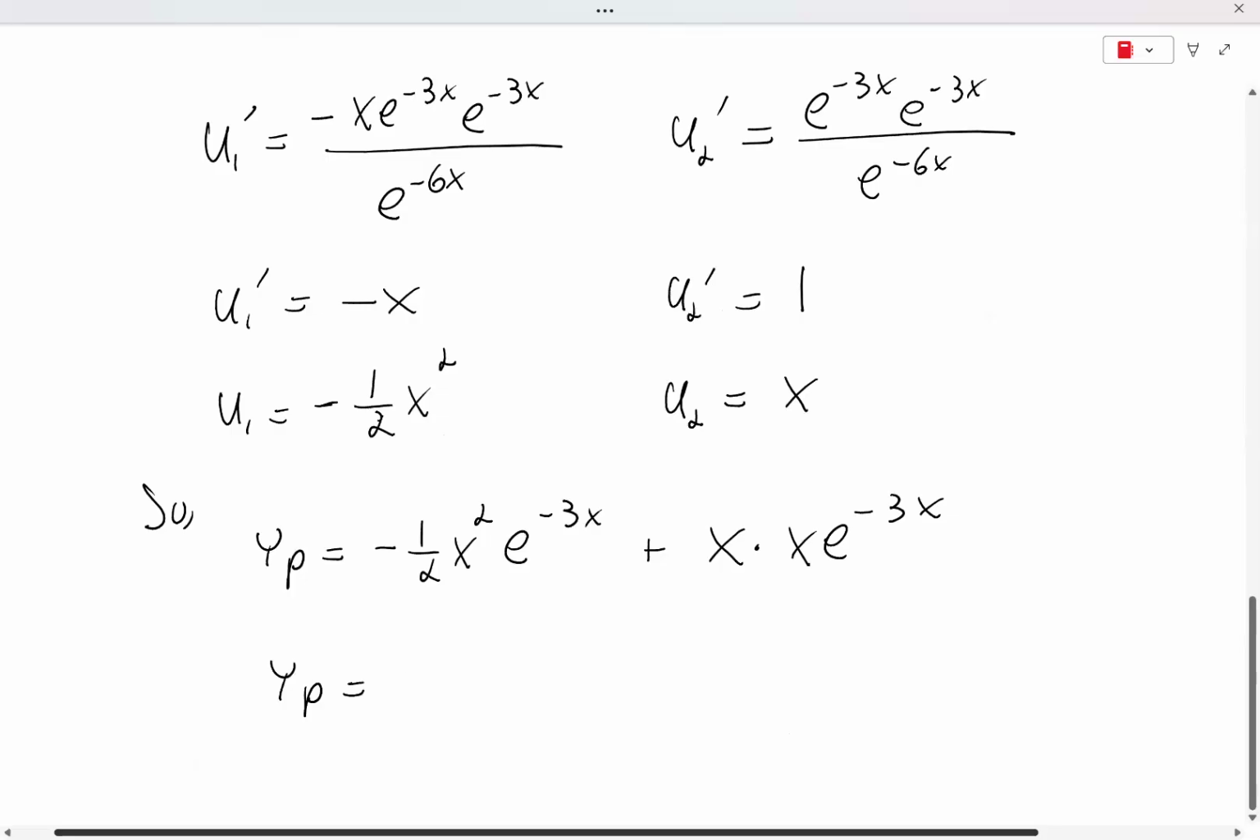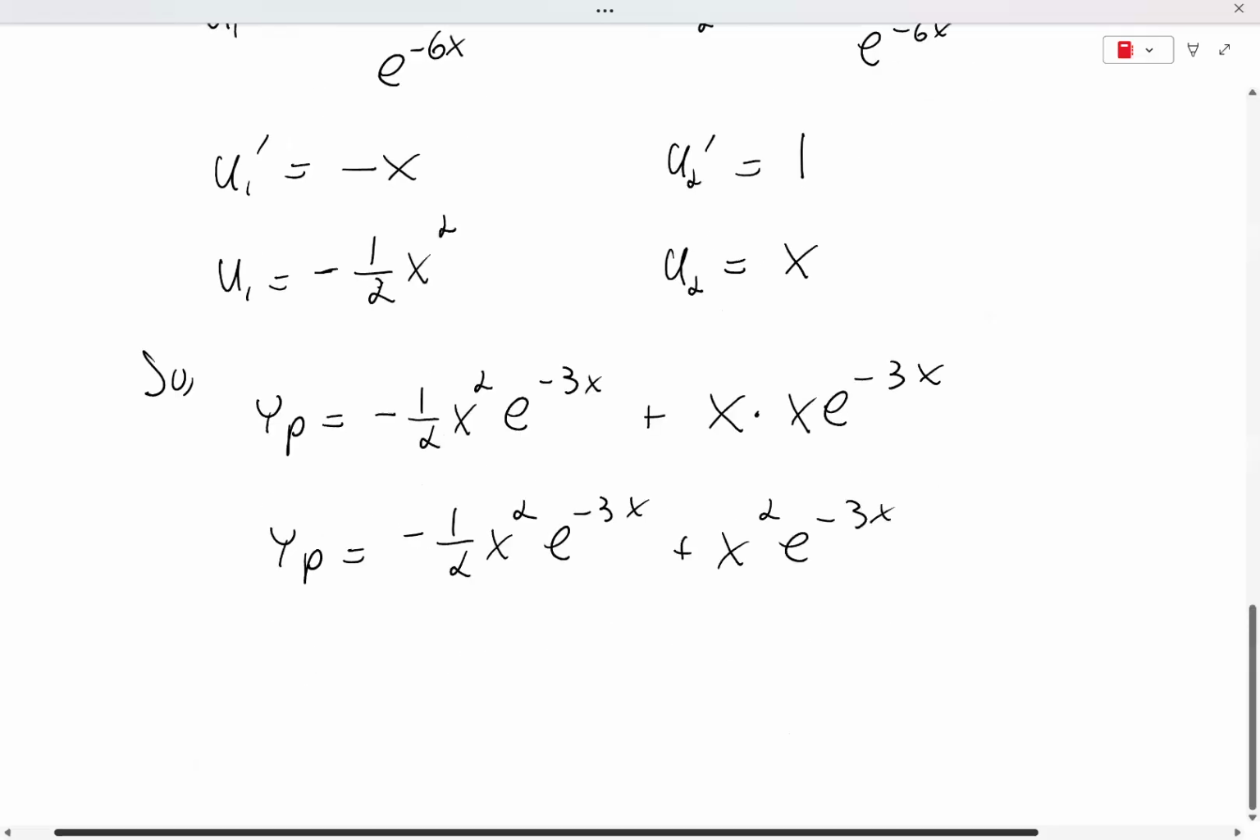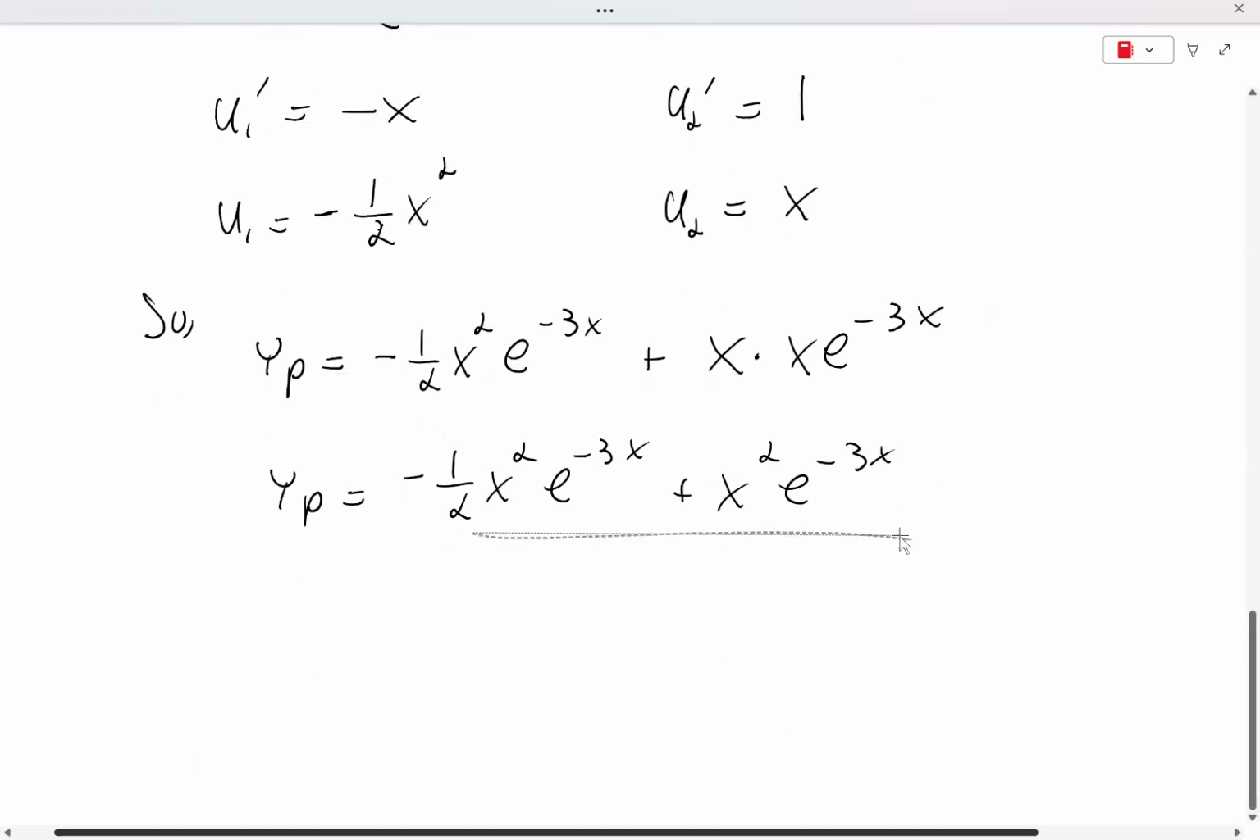Okay, so if you clean this up, we get negative 1/2 x squared e to the negative 3x plus x squared e to the negative 3x. And actually we have like terms here now. So you get 1/2, right? So y sub p is equal to 1/2 x squared e to the negative 3x.